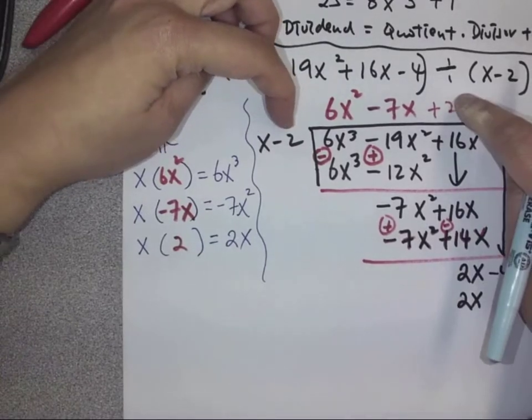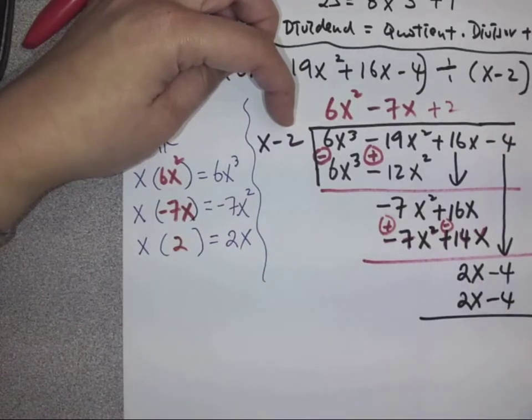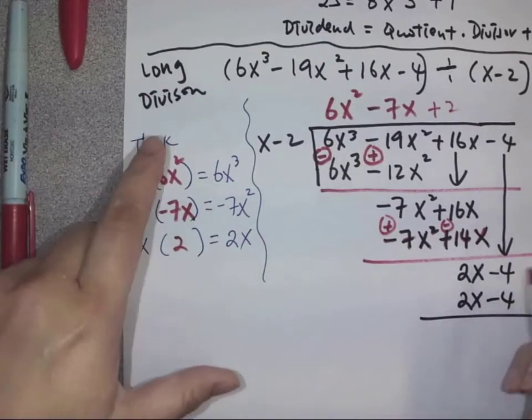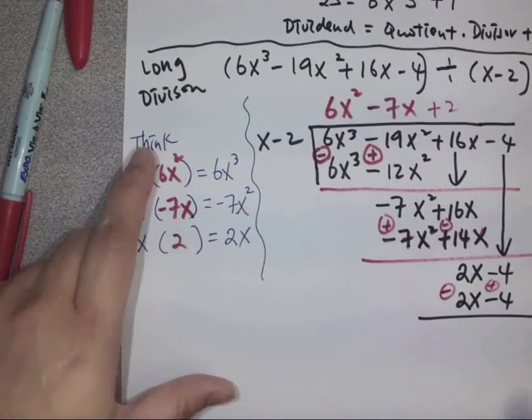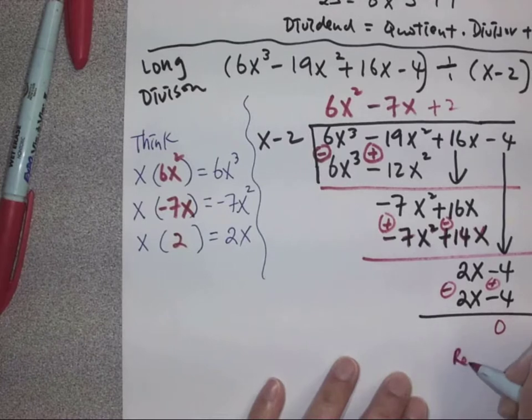Negative 2 times positive 2 is positive or negative? Negative 4. So this is the very last step, but don't forget to change the sign. So we got negative and positive, right? When we combine, what do we get? A 0, and this is your remainder, right?